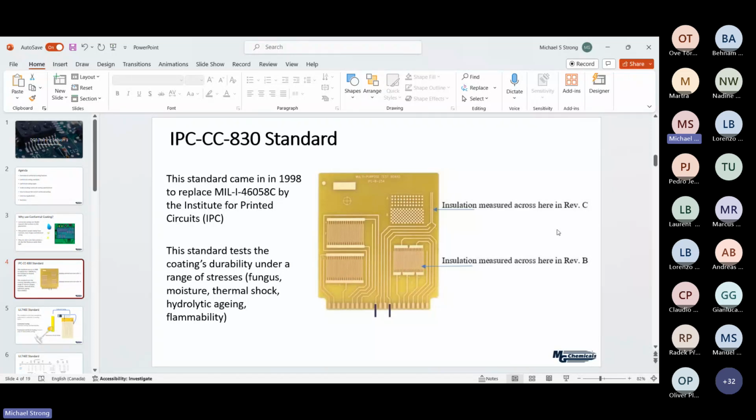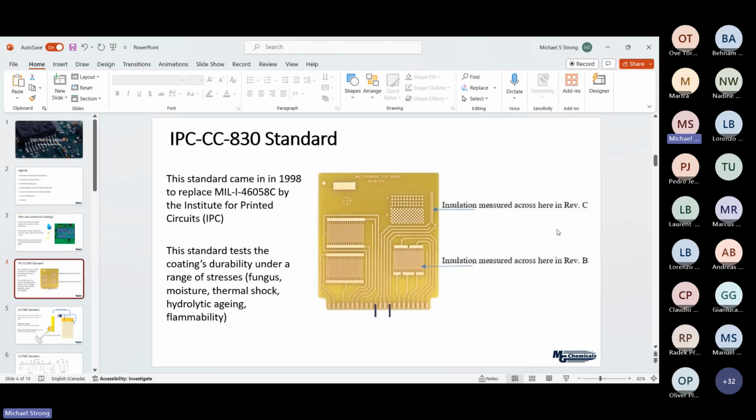And what that means is that MG Chemicals does not have a conformal coating that complies to the MIL-I-46058C standard. And that's simply because it's retired and we did not have a conformal coating prior to 1998. So this is a civilian standard that has taken over that MIL standard. And what it does is it establishes a baseline or a threshold for performance.